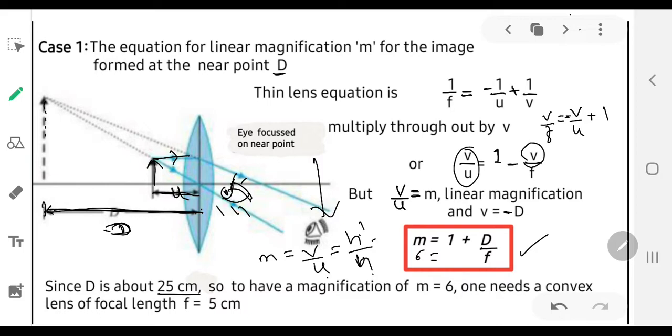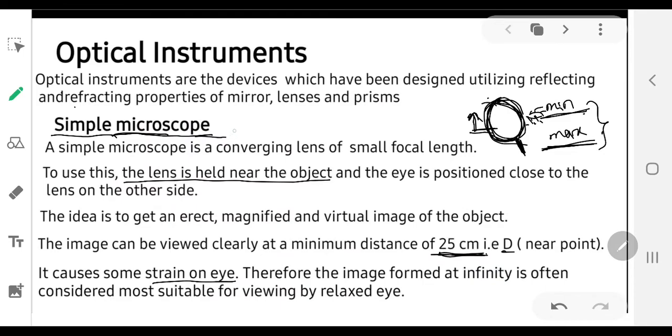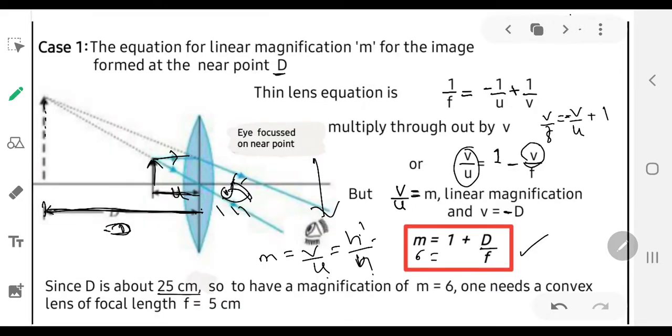Now, tell me what is the work of this simple microscope? It is enabling us to see the object. How? By forming its enlarged, magnified image. So how much it magnifies depends on that, and we can see the clear image or clear picture of that object. So this is the magnification formula for a simple microscope.